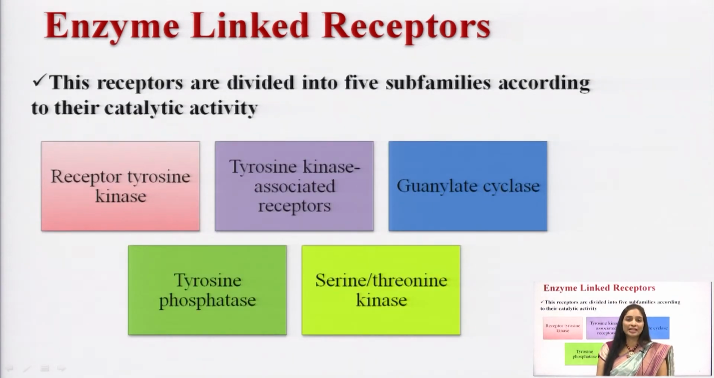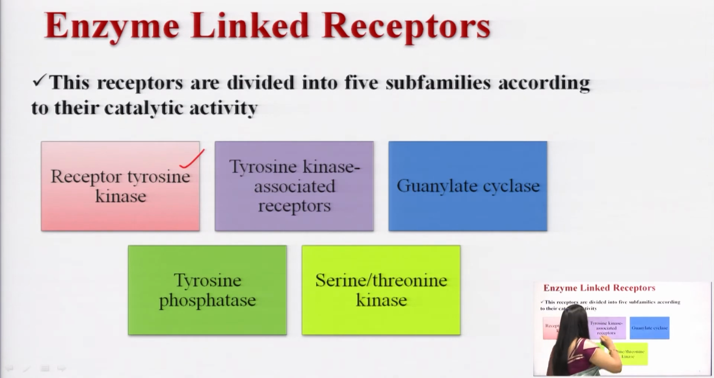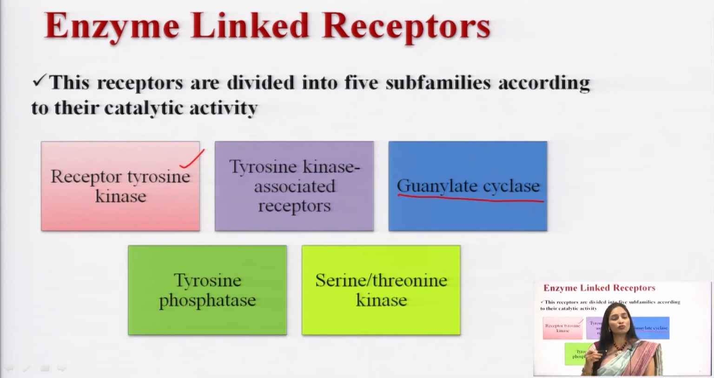And how many types of enzyme linked receptor are present? Depending upon the catalytic activity, the enzyme linked receptor has 5 subfamilies. What are the 5 subfamilies according to the catalytic activity? First is the receptor tyrosine kinase, second is the tyrosine kinase associated receptor, third is the guanylate cyclase receptor, fourth is the tyrosine phosphatase receptor, and fifth is the serine kinase receptor. We have totally 5 subfamilies of enzyme linked receptor depending upon its catalytic activity.